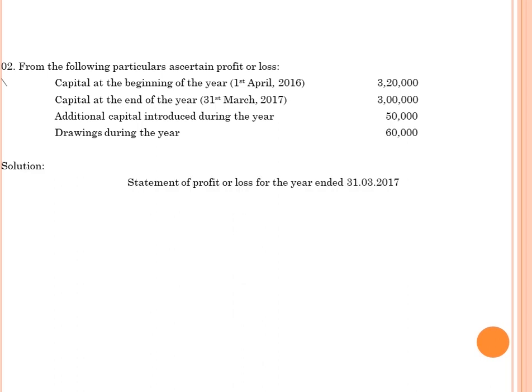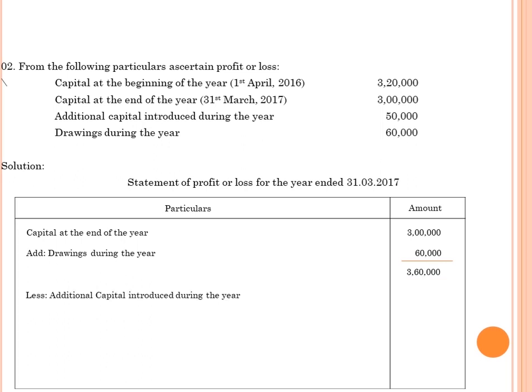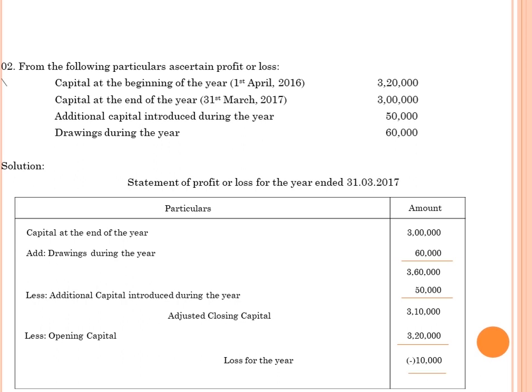Write down the heading like statement of profit or loss for the year ended 31/3/2017 and divide it into two columns, particulars, amount. Start with capital at the end of the year. So here given capital at the end, 3 lakhs. Add drawings, 60,000, and the balance 3,60,000, and followed by less additional capital introduced during the year, 50,000, and the balance we call adjusted closing capital, 3,10,000, and followed by less opening capital, here given 3,20,000. So the balance we call a loss. So in this problem we got a loss of 10,000 rupees.